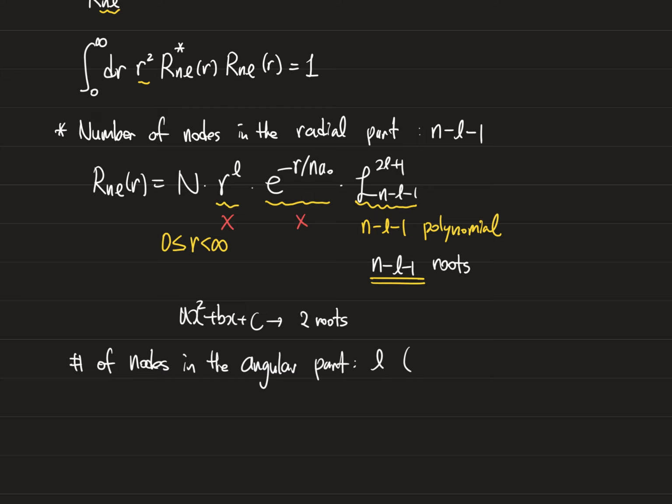So it is the sum of l minus the absolute value of m and |m|, right? This is from theta and this is from phi. So if you sum up these two numbers, that will give you the total number of nodes in the wave function. So that's why we have n minus l nodes for the wave function with quantum number n.